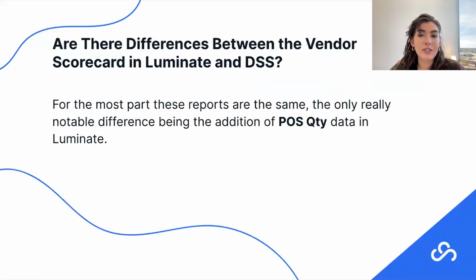All right. And so what are the differences between vendor scorecard and Luminate DSS? For the most part, these reports are the same. They feel very similar. The notable difference we want to call out is the addition of POS quantity data in Luminate. So that's something that you can pull in, kind of build. We can show you that recipe if that's helpful, but we also have that in DSS. We can show you how to build that as well.